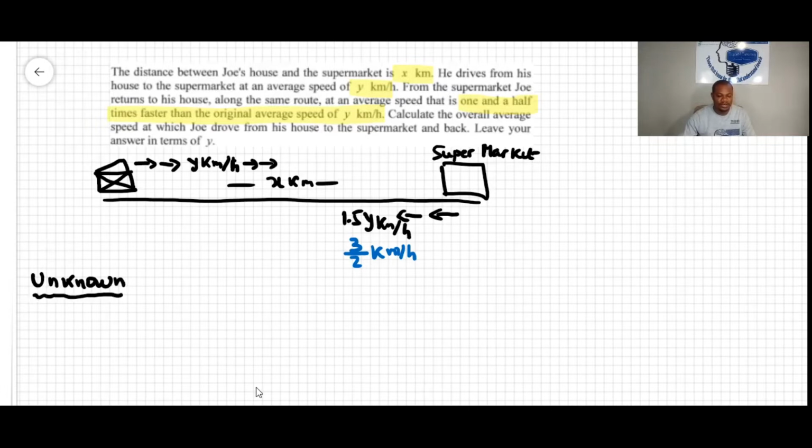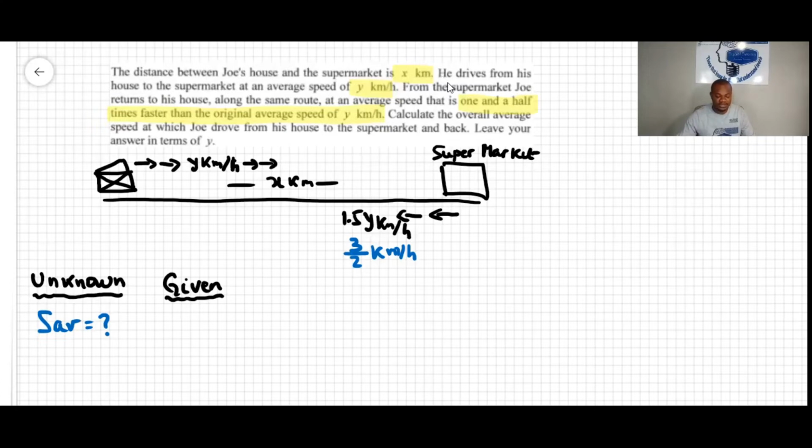From the question here, the unknown is what we're looking for. Usually, it is in the last sentence in the question. Like in this case also, they say calculate the overall average speed. So we're looking for the average speed, so I write S_av to represent the average speed. And then I'm going to write here the given in the question. Let's see what we are given here. They said the distance between Joe's house and the supermarket is X kilometers.